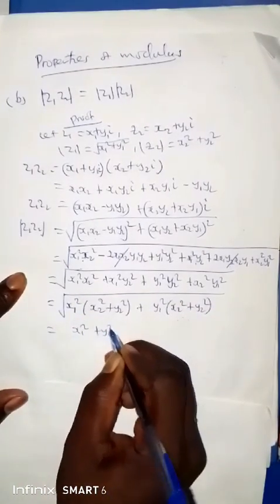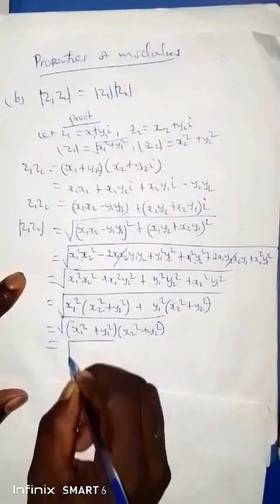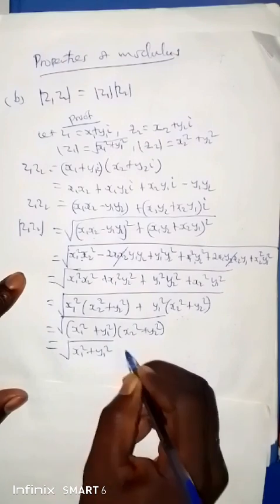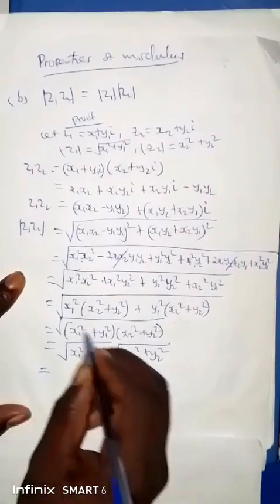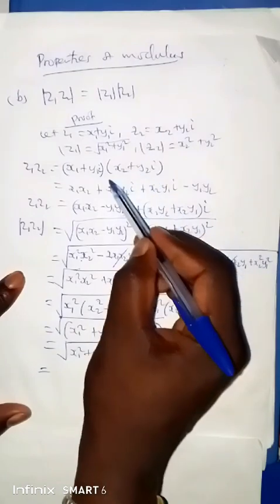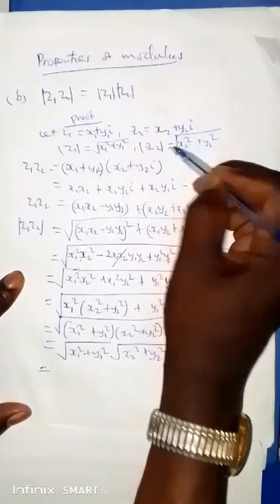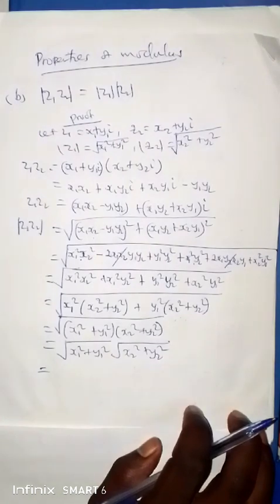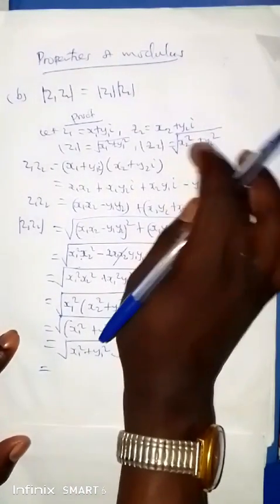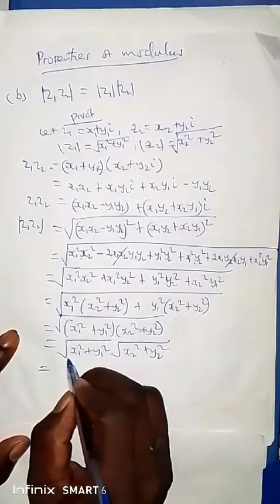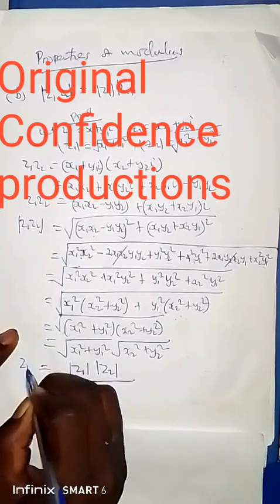So it is X1 squared plus Y1 squared, and then X2 squared plus Y2 squared, in the root. Simplify this, and we are saying that this is root of X1 squared plus Y1 squared, then root of X2 squared plus Y2 squared. When you look at this, you remember what we wrote here. We had forgotten this root here. So we are saying that this is our Z1 bar, then Z2 bar. So that's Z1, then Z2.